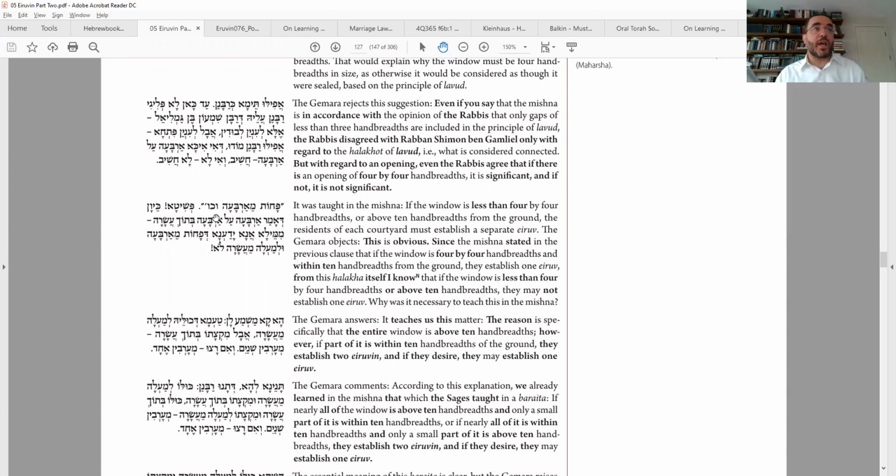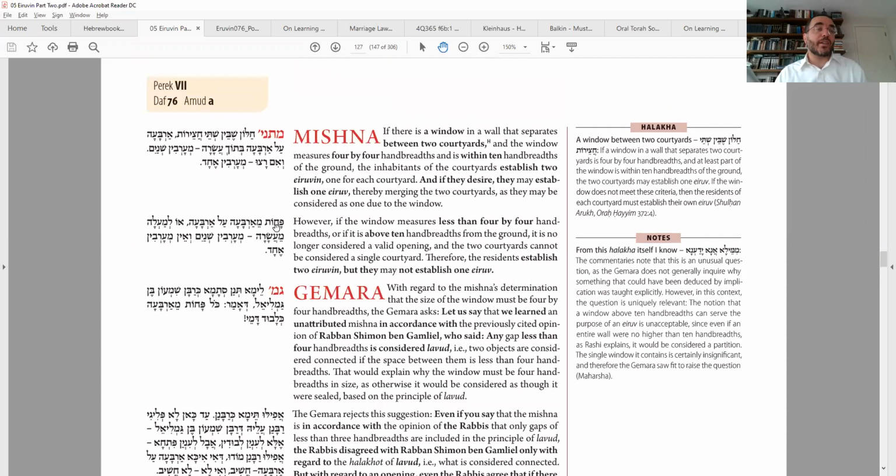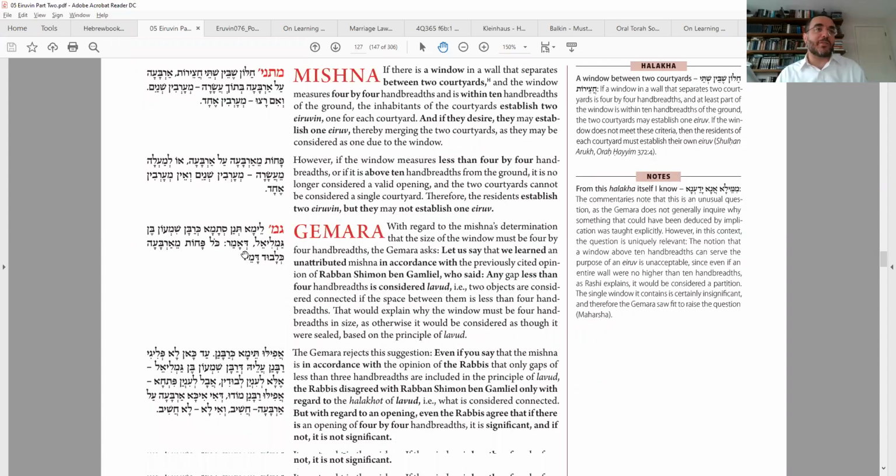Now, pishita, kemanda amar arba'a al-arba'a betoch asara, memela ana yadana de pachot ma'arba'ah ulemala ma'asara la. Right, so the Mishnah had two parts. The second part is really obvious. Once you know the first half of the Mishnah, that if it's 4 by 4 within 10, then you can join it together, then wouldn't that be obvious that if it's less than 4 by 4 or if it's above 10, then you couldn't do it? So you really don't need the sefa here at all.